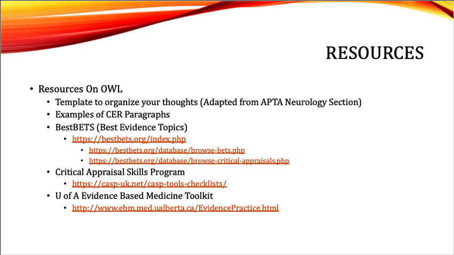So how do you run a journal club? Well, there are some templates. There's a great template here that's been adapted by the APTA neurological section, the American Physical Therapy Association. They have an outline of how you can organize your thoughts. So please use that. Go to the examples of the CER paragraphs, and that's one way that you can start to think about how you can articulate your points.